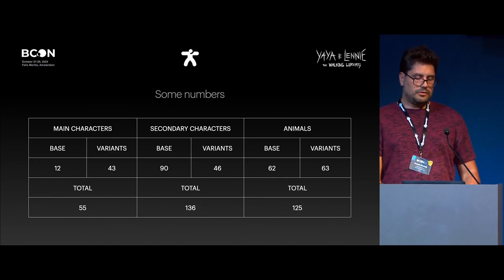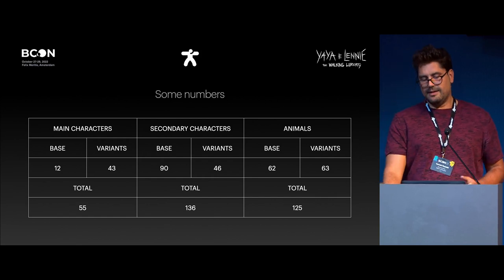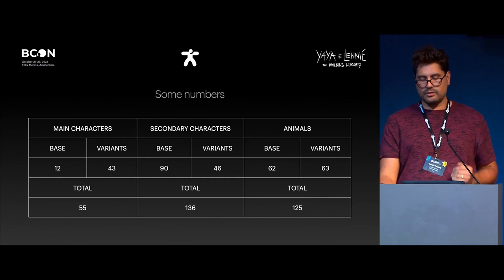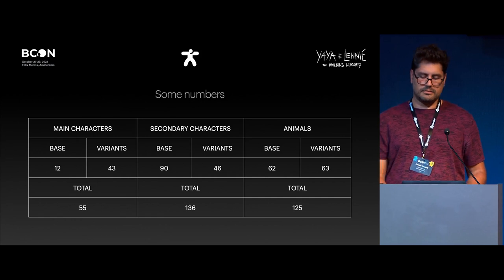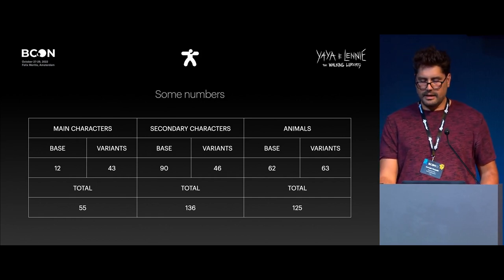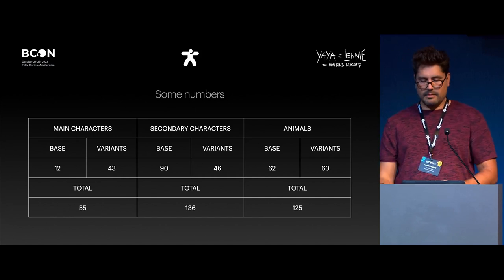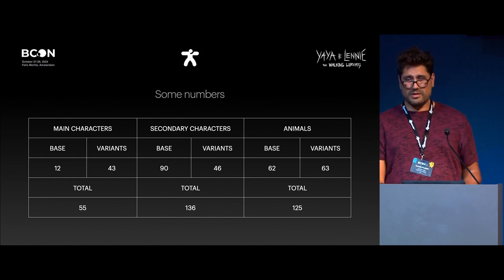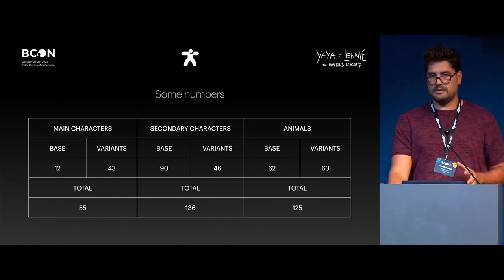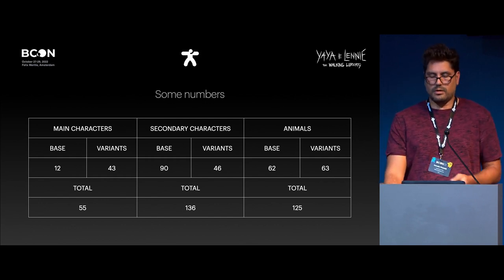We started with two characters, and obviously the director lied to me. And now we have 12 base main characters, of which we have 43 variants, 90 secondary characters with 46 variants, because there are many per se, and 62 different animals with the exact same number of variants. So this puts the total to more than 300 rigs. And I was basically alone in rigging, because it was only me who was going to take charge of that.